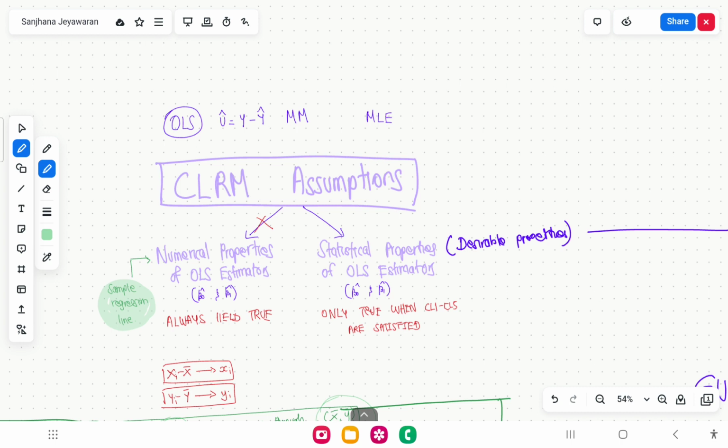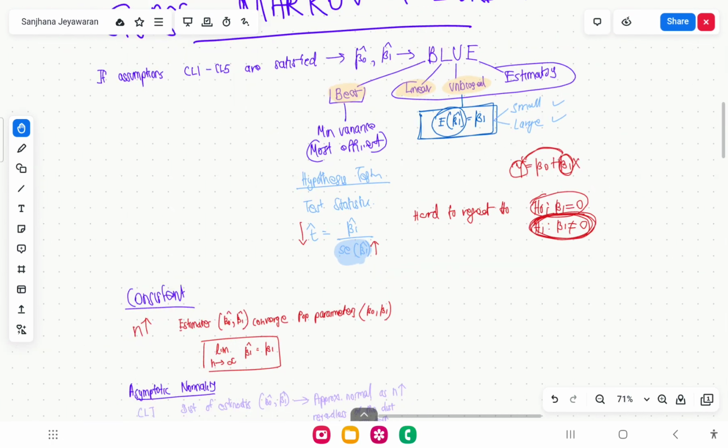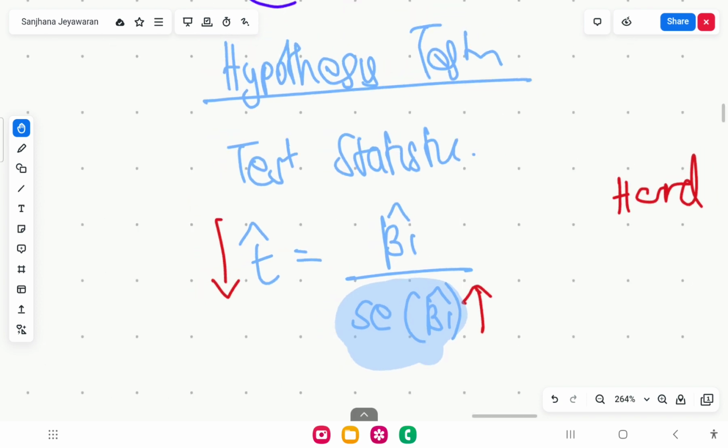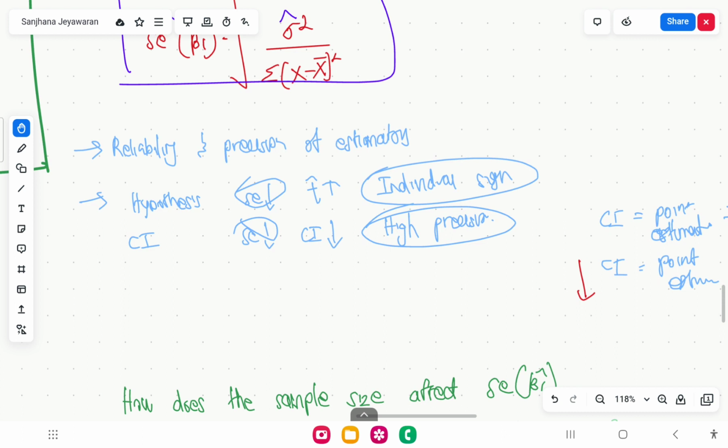Next, why did we worry about numerical properties? In order to get the formulas for SST, SSR and SSE that are needed to find the R square formula, which is the coefficient of determination, which tells how good the model you fitted is. That's the advantage of numerical properties. When it comes to statistical properties, everything is based on the standard error of the estimates and their distribution. In hypothesis testing, we are trying to prove individual significance, and in the confidence interval, we are trying to find the interval with the highest precision.